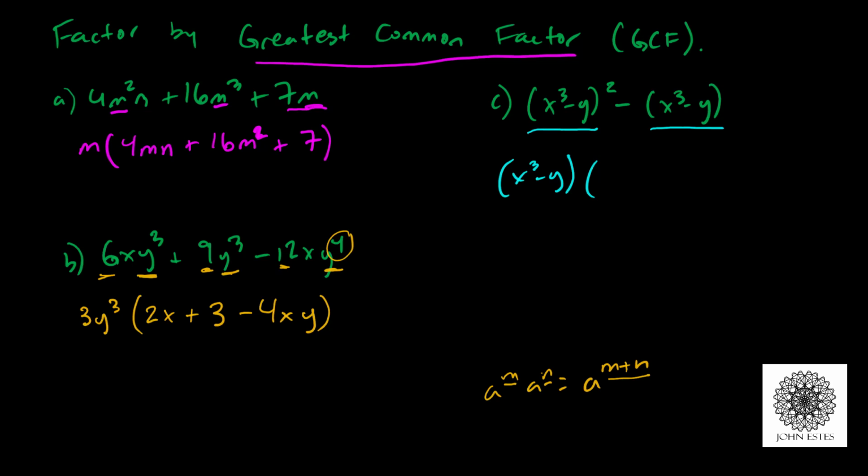Out of my first term I had x cubed minus y quantity squared, so I had 2 of those, and I'm only left with 1. So I have an x cubed minus y. In my second term, I only had 1 x cubed minus y, and I took it out, so I'm left with a minus 1 here. So that's it. I might drop the parentheses on the inside to say I have x cubed minus y times x cubed minus y minus 1. So that really is factoring by greatest common factor. Again, that should be the first thing you look for when you're trying to factor.